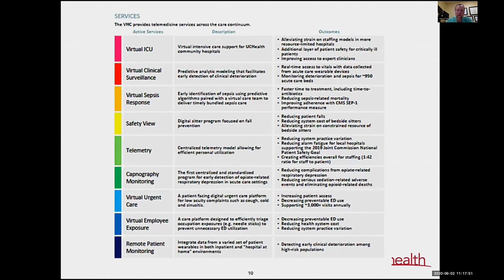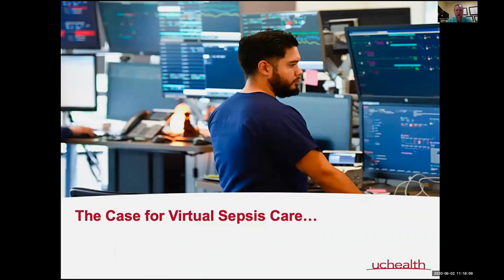Here's just a list of all the services that are built into that building. Again, you can see our virtual sepsis response program is one of about 10 programs. Our physicians don't participate in all of them. Some of them are actually technician-based, but the scope is quite extensive. So that's a good transition to say, okay, what is the case? Why even try and deliver sepsis care virtually?